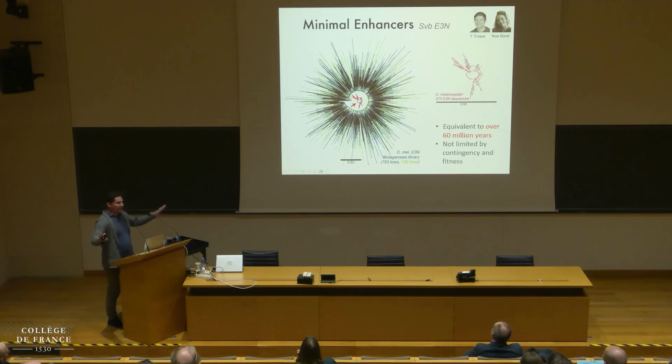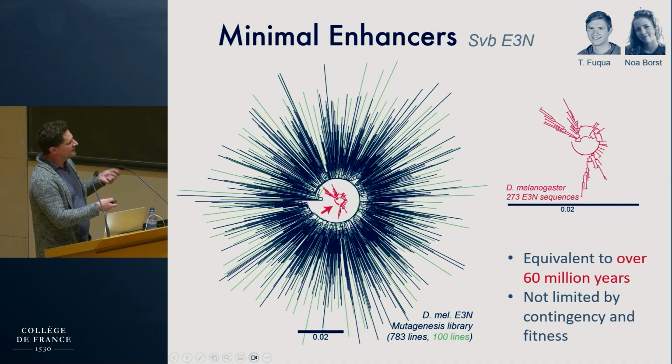Right? So the strength here is now we have new statistical power, because what I can walk you through now is that this is actually equivalent to about 60 million years of evolution. And this is not limited anymore by fitness and contingency, because I'm putting this in a reporter construct, and I'm putting all this back in the same spot in the genome. Right? So again, this is really powerful because it's 60 million possible years of evolution, the same spot in the genome.